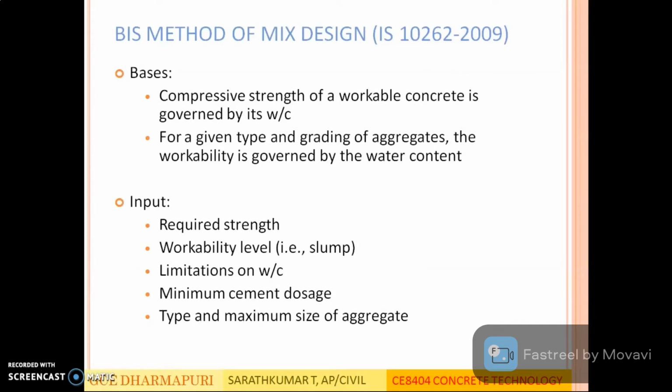So for doing the mix design, we have already seen we require certain material properties to be designed. First we have to know what is the grade of concrete you are designing and where it is going to be used. Based on those things, it is called the basis, and the input is the required strength, workability level, limitations on water, cement, minimum cement dosage, type and maximum size of aggregate. These are all the prerequisite data you need to have for doing the mix design.